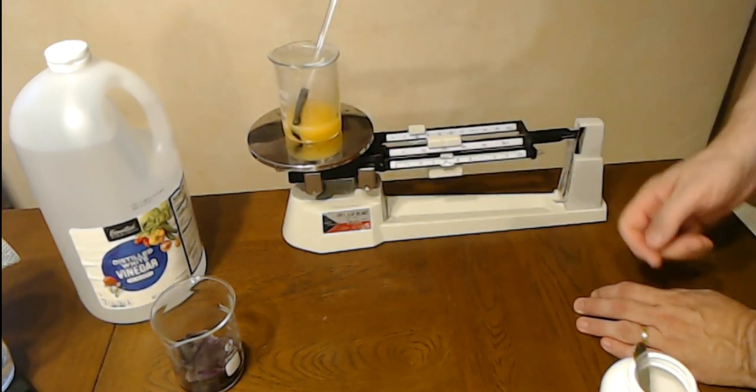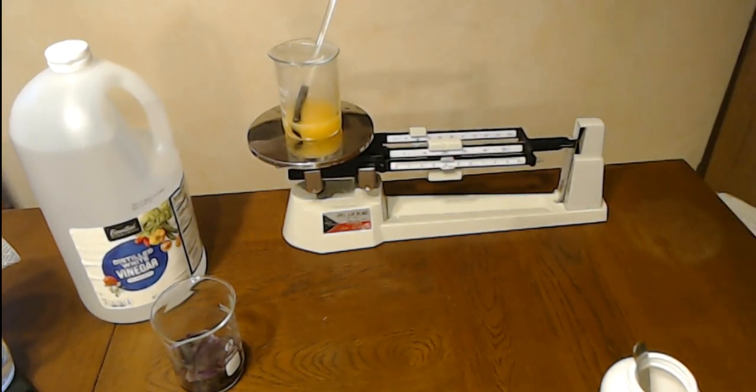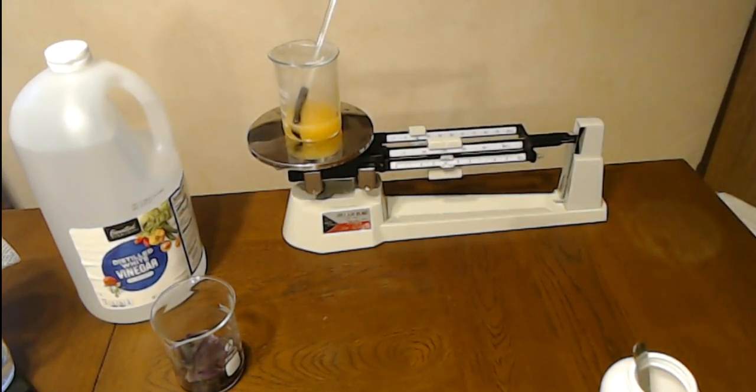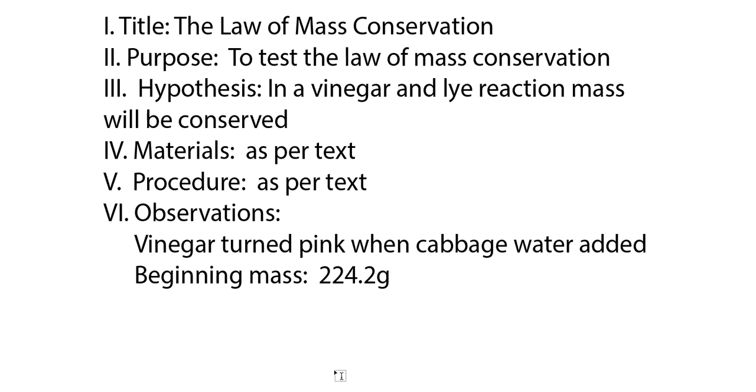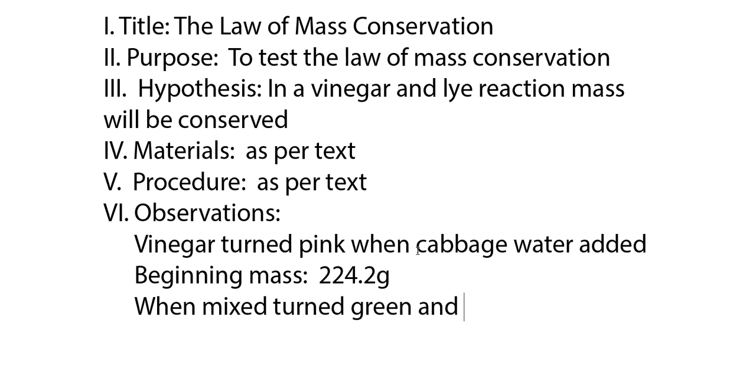So we're going to put our mass back on there. Actually, while it settles, I'm going to record that color change in our observations. Let's go back to our lab book and say, when mixed, turned green and then yellow.